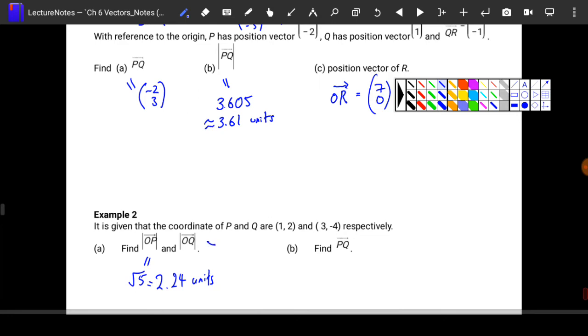What's the OQ? Everyone sharing calculator. What's the OQ? 5, exactly. 5 units. What's the next one? DQ.